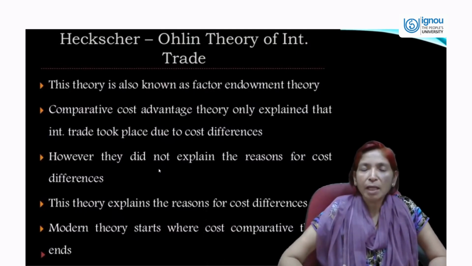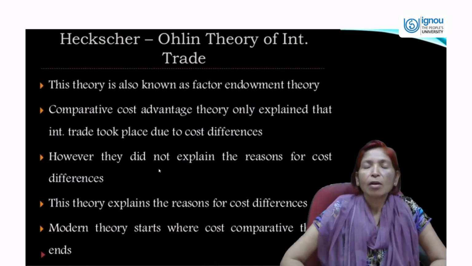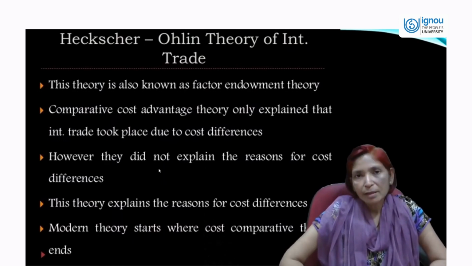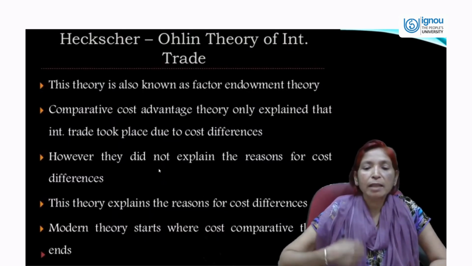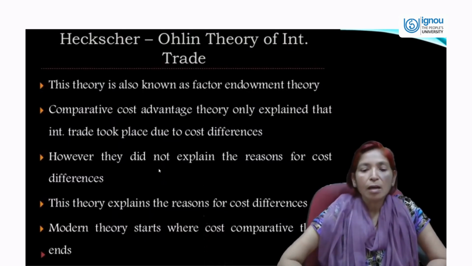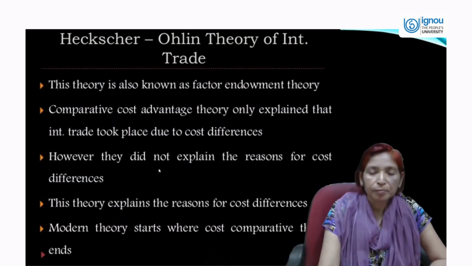So how can we determine the cost? Cost depends upon the availability of the factors of production in our country. So Heckscher-Ohlin mainly focuses on factor endowment, or availability of the factors, which is the main base of doing international trade. Classical theory did not explain the reason for cost differences, but this theory explained the reason for cost differences. Modern theory starts where comparative cost theory ends.